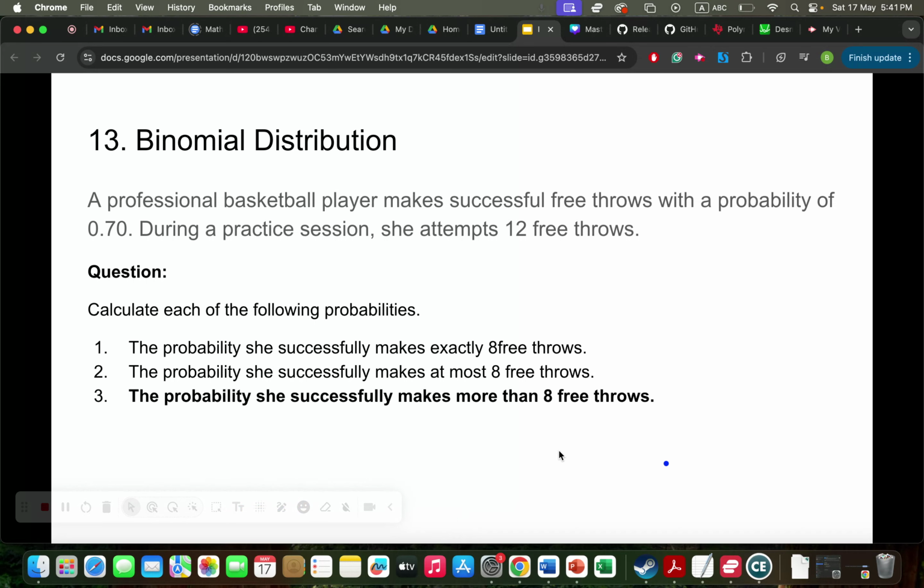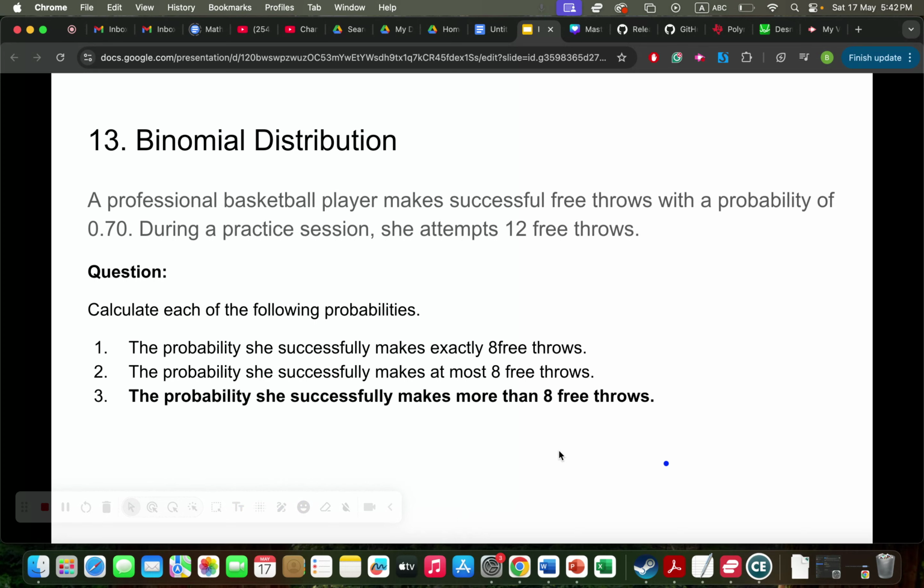Binomial distribution, another popular question for both the AA and the AI students. So let's really get down to this. It says that a basketball player makes a successful free throw with a probability of 0.7. During a practice session, she attempts 12 free throws. Now this obviously is a very classic typical binomial distribution because number one, the total number of trials is given, which is 12 free throws. And the probability of success in this context would be making a successful free throw. That's 0.7. So if you have these two conditions and knowing that each throw is independent of one another, this has to be a binomial distribution question.